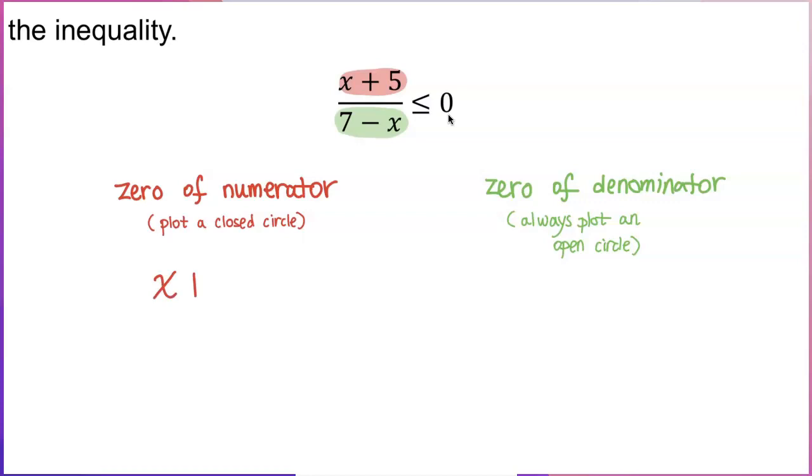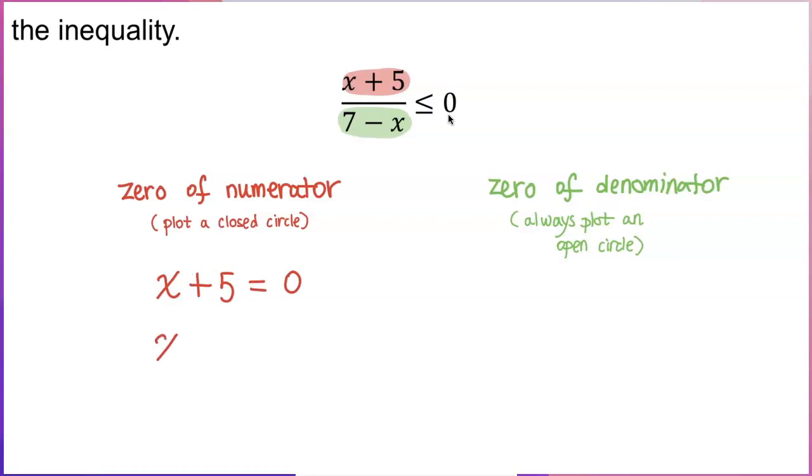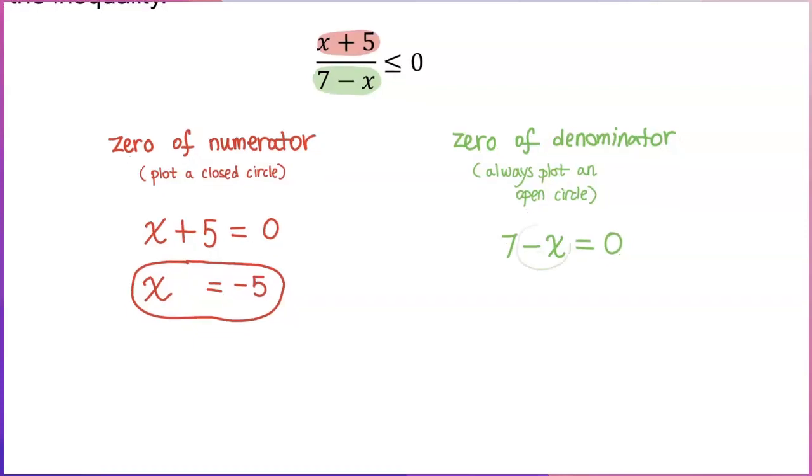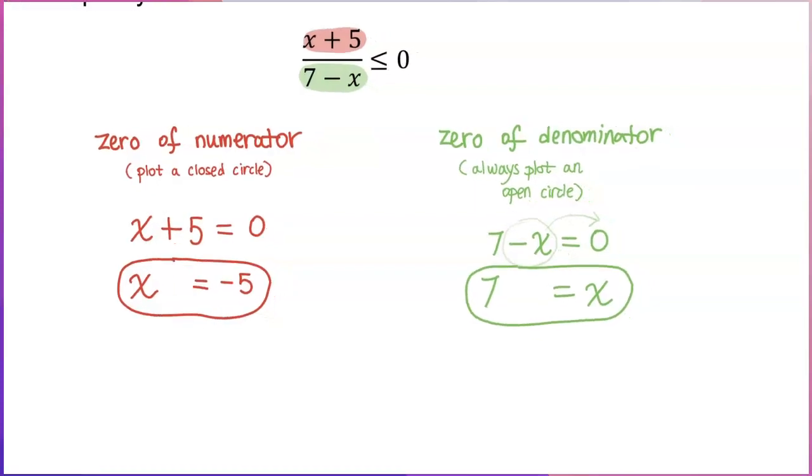So grab that numerator x + 5 and set it equal to 0. Let's subtract 5 from both sides. We get x = -5 as the first point to plot on the number line. Now let's do the zero of the denominator. I'm going to set 7 - x equal to 0. I'm going to just move this negative x to the right-hand side and see what happens. We get 7 = x. So x = 7 is another number that we're going to mark on our number line.